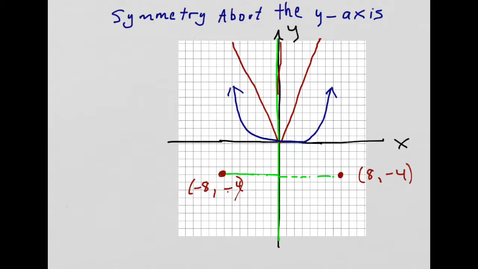So that's what happens when you're talking about symmetry about the y-axis. The x value in your coordinate pair is going to change sign, and your y value is going to have the same sign. It's going to be along the same horizontal line. So that's symmetry about the y-axis.